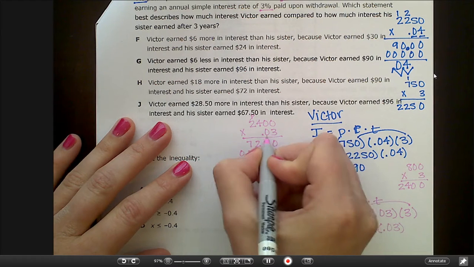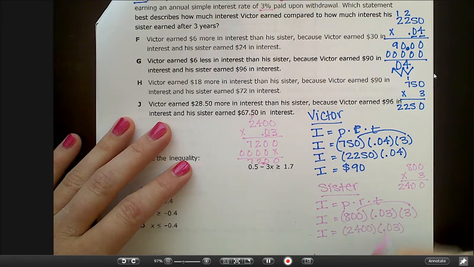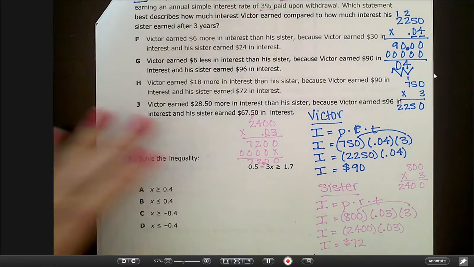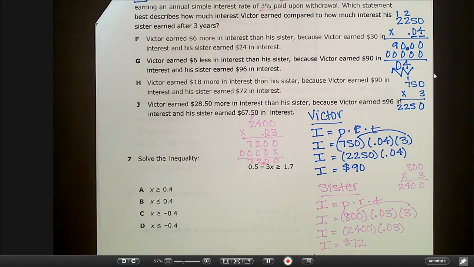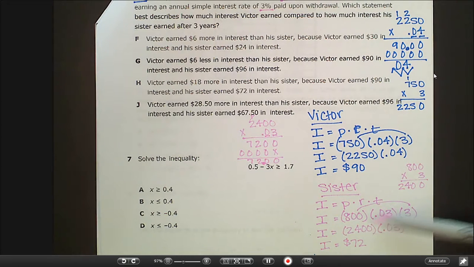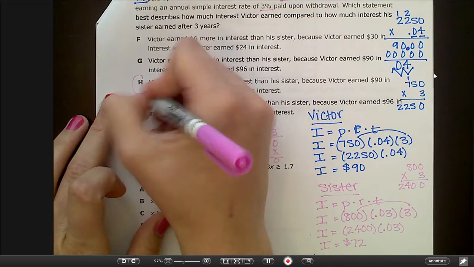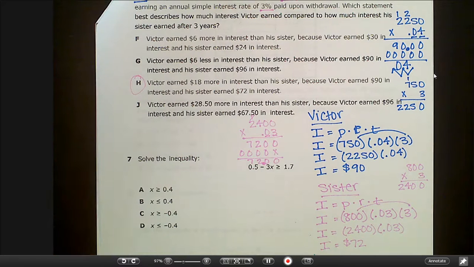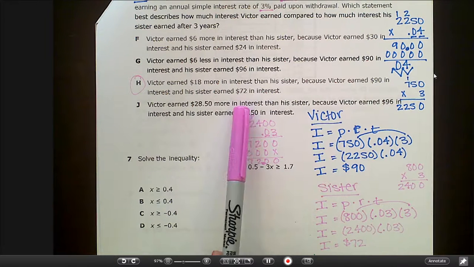And I have 2 digits behind the decimal, so she earns $72 in interest. So she deposited more money, but because of a lower interest rate, she ended up making less money from the bank. And so our answer would be H, that Victor earned $18 more interest because he earned $90 and his sister earned $72.